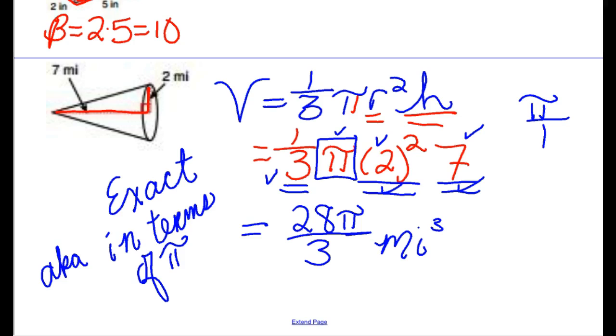Boy, that's a big cone. Holy smoke. A 7-mile long cone. That's ridiculous. I think that might be a typo. Maybe it's supposed to be meters or something. I've got the world's biggest cone. All right, let's go to the next section here.